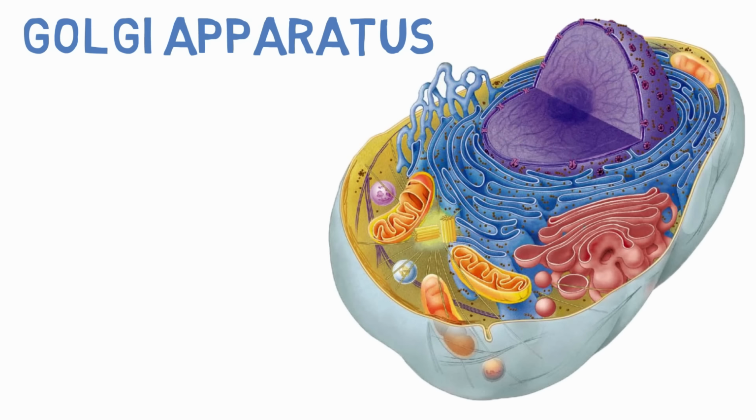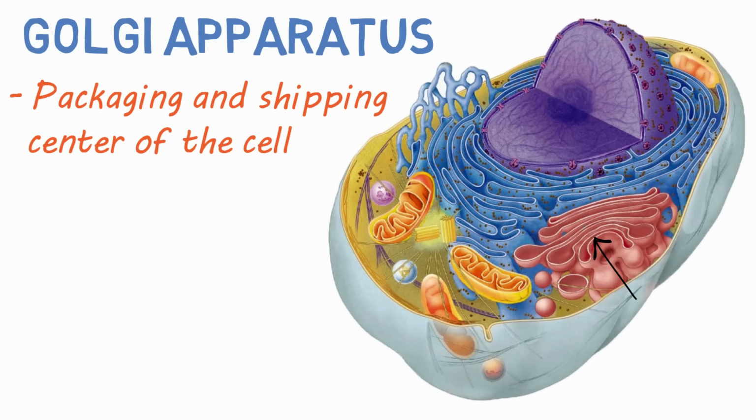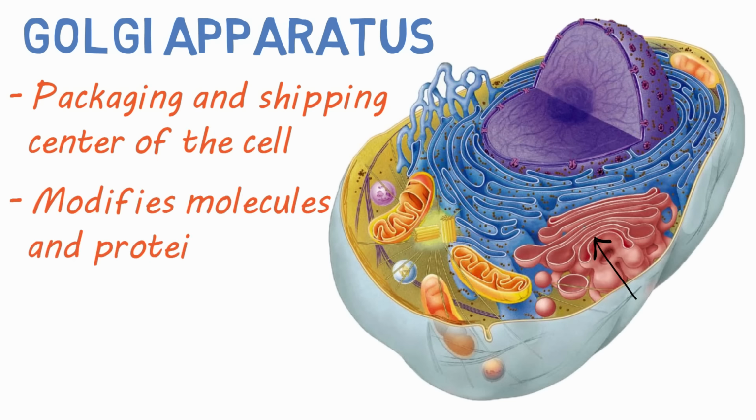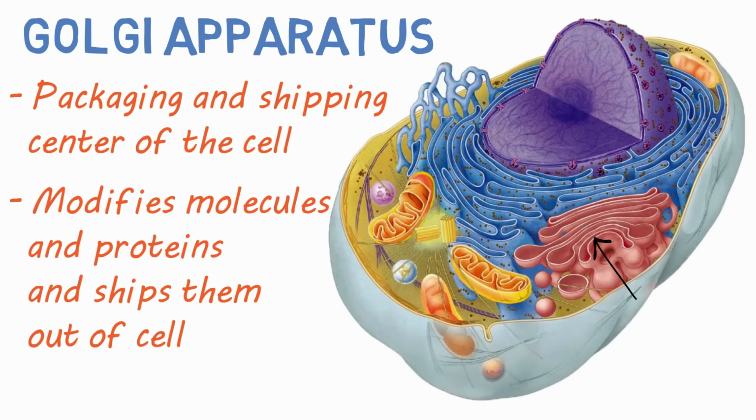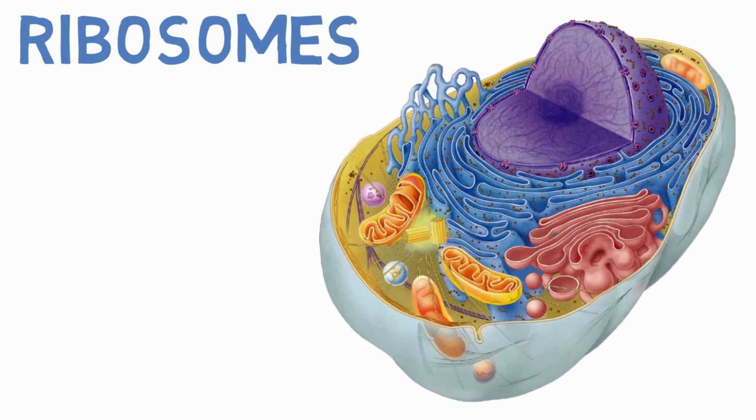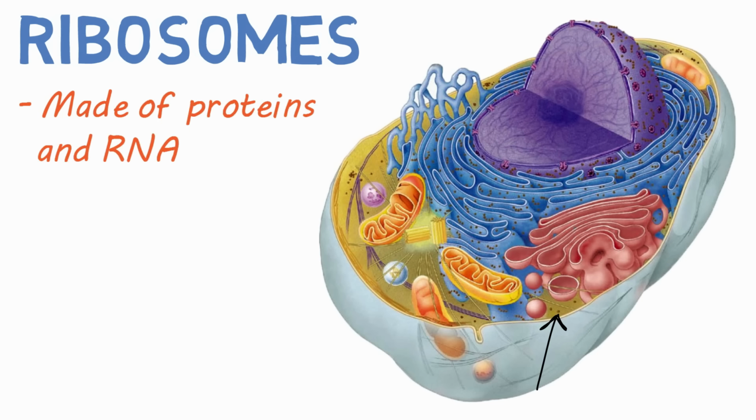The Golgi apparatus, or Golgi body, is the packaging and shipping center of the cell. It modifies molecules and proteins produced by the cell and sends them in vesicles to be shipped out of the cell. Ribosomes are next, and they are small structures throughout the cell made up of proteins and RNA.